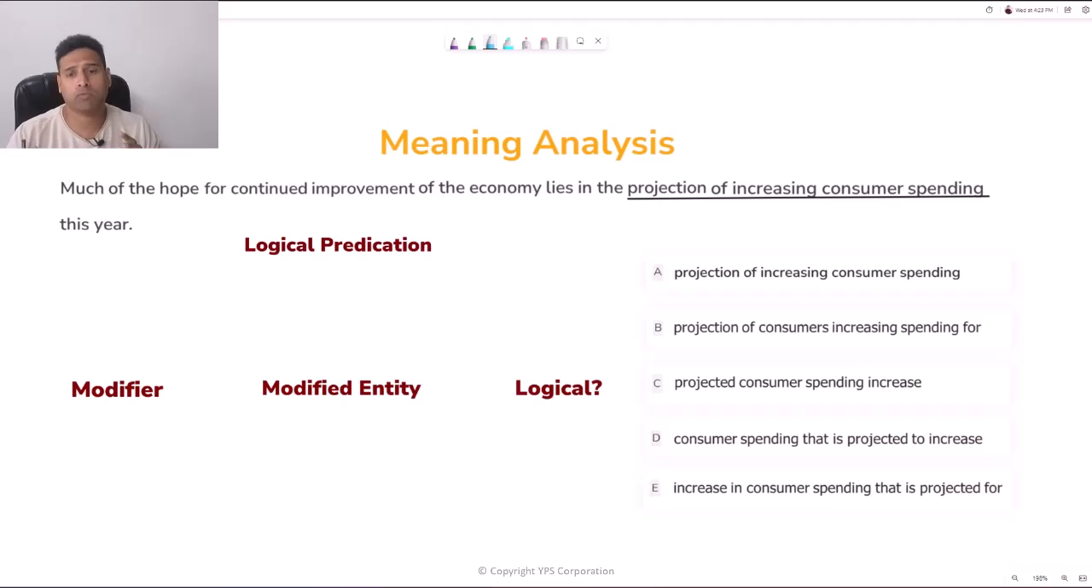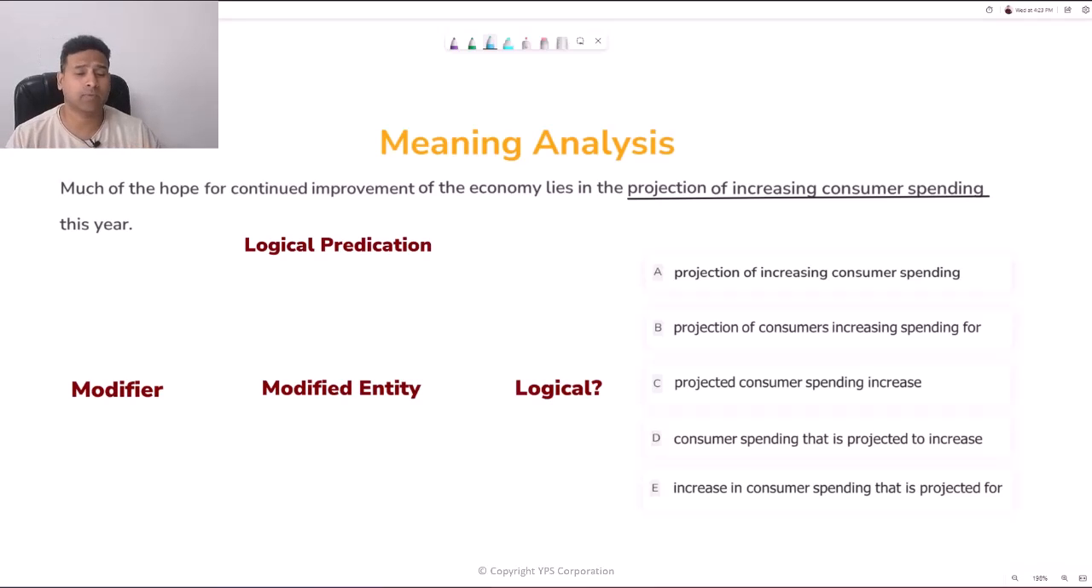All right, so what is logical predication in a nutshell? Well, anytime we have a subject, we need to check whether the verb agrees with it logically or not. And not just subjects and verbs, this applies universally to any kind of modifier and modified entity pair as well, right?